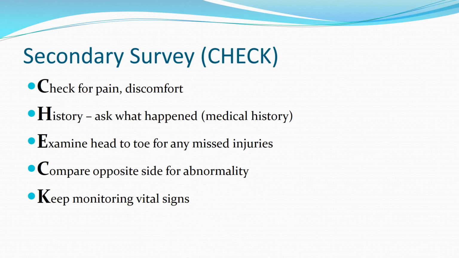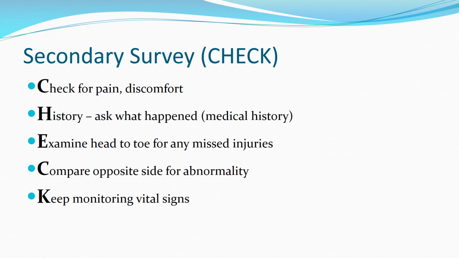For the secondary survey, we go by the acronym CHECK. C stands for check for pain and/or discomfort. H, history. If the person is conscious, ask questions. What happened just now? Do you suffer from diabetes? If you notice a lot of bruises or bleeding. And E, examine head to toe for any missed injuries, which is what I was talking about just now. You will touch the head gently, the neck, the shoulders, the sides of the body to the legs to see whether you missed out on any bleeding spots or any fractures.